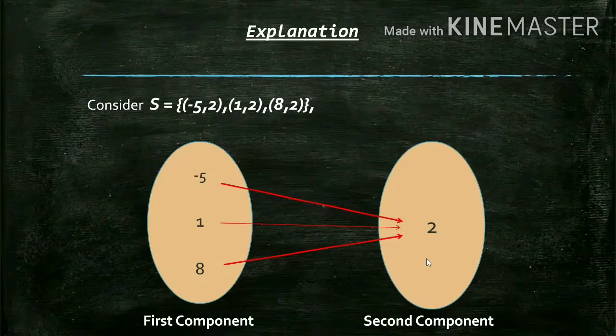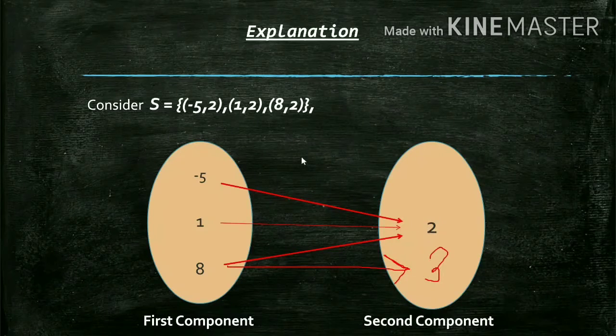Okay, suppose I have another element over here like 3, and this 8 is mapped to 3 like this and it is also mapped to 2. Then it would not be a function, because now 2 and 3 both have the same first component 8. Correct?